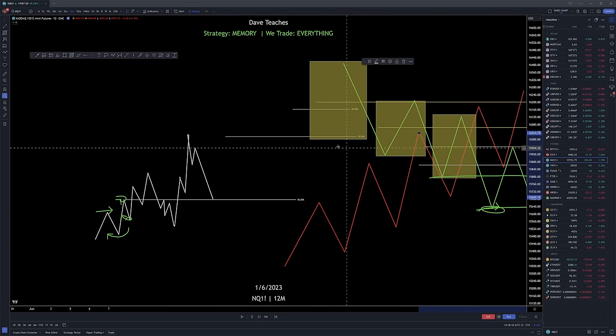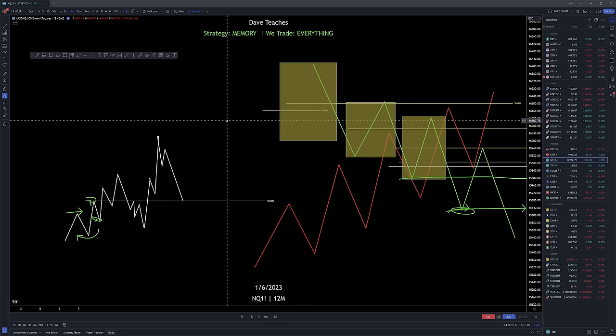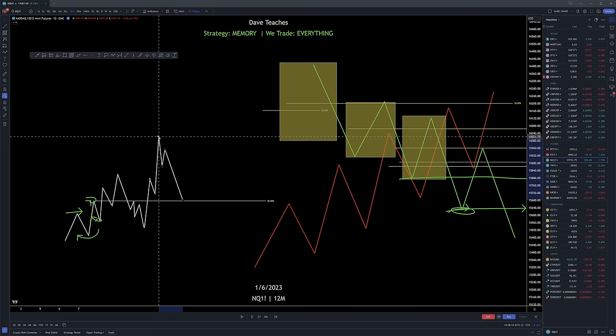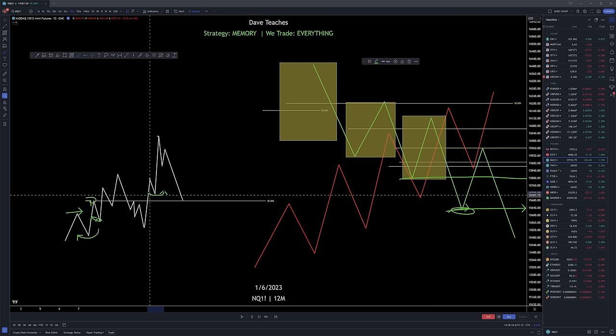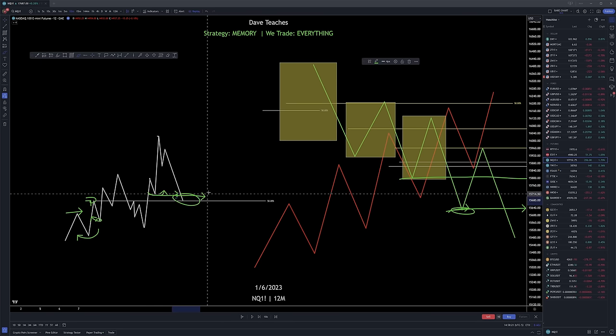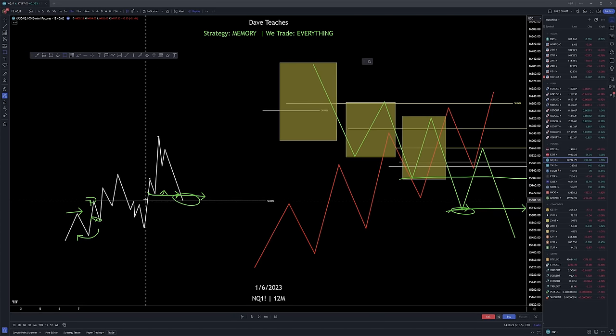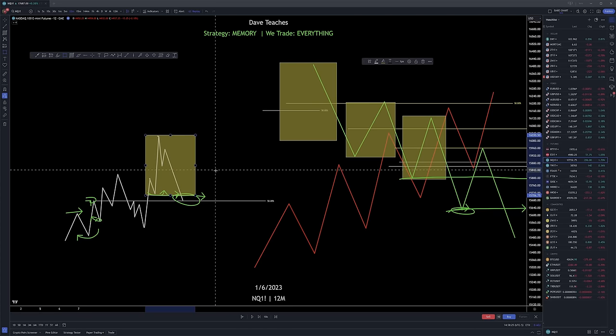Now, for the market structure bros, you see this low get taken out, right? You get a body closure below it too. Oh yeah, great. It's time to short, baby.